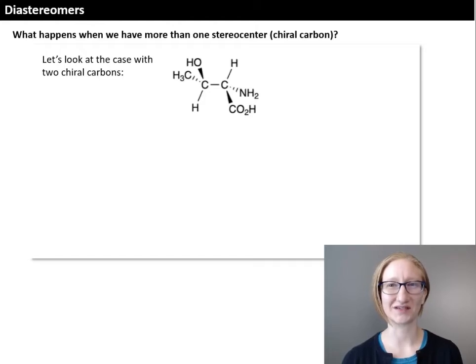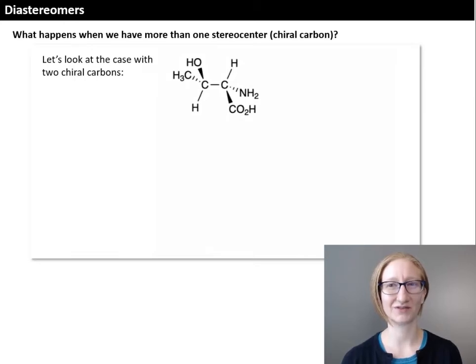Each of these carbons is a chiral carbon or a chiral center, and if you apply the Cahn-Ingold-Prelog rules we learned in the last video, you'll find that each of these carbons has the S designation. First, let's draw the enantiomer of this compound.